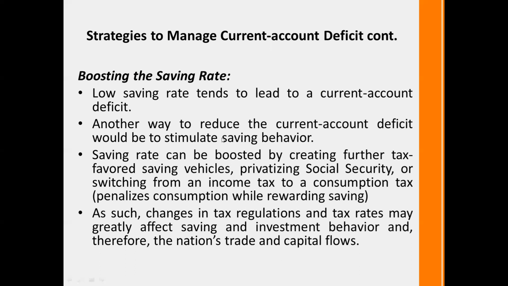So the best way to reduce the current account deficit would be to stimulate saving behavior. Right? So how can we stimulate saving behavior? The saving rate can be boosted by creating further tax-favored saving vehicles, privatization of social security, or switching from income taxes to consumption tax. That means people get more rewards for savings than for consumption. Right? These kinds of strategies we can apply to boost the saving rate. And remember, changes in tax regulation and tax rate may greatly affect saving.